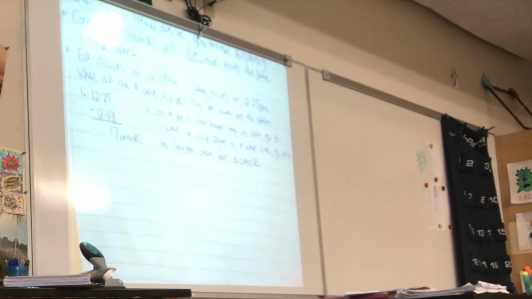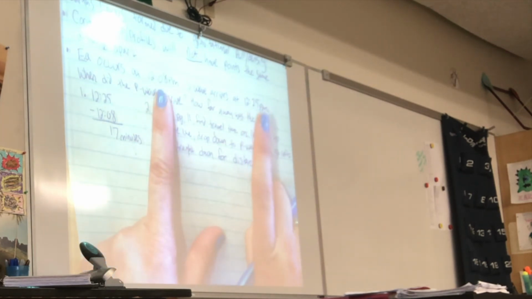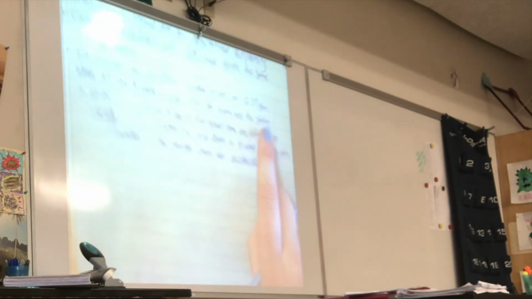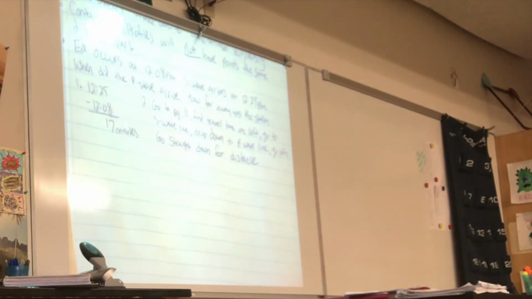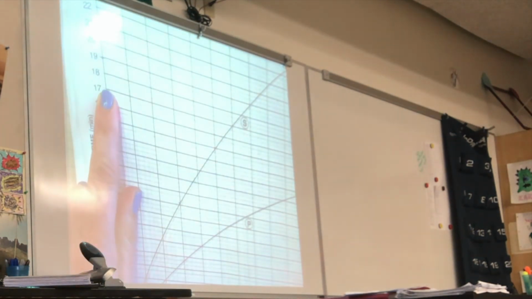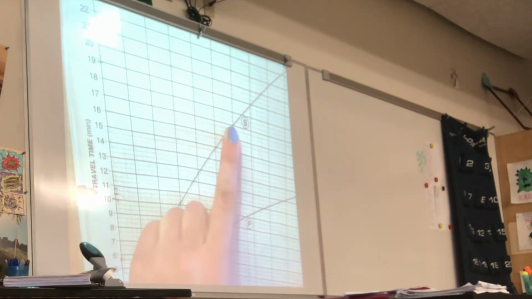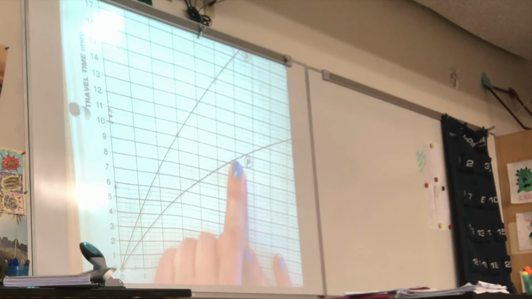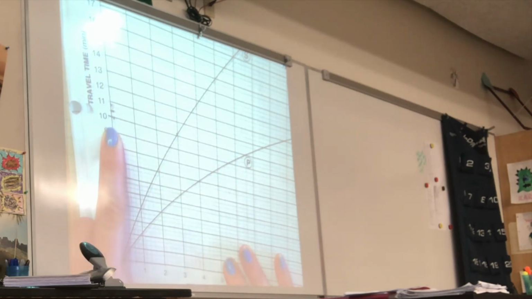Okay, so step one, since they're giving me clock time, I'm subtracting when the earthquake started from when the S wave arrives, because that'll tell me how long after the earthquake it took for the S wave to get to me. That's where I get the 17 minutes from. Then I go to page 11, I find 17 minutes, I go till I get to my S wave line. I drop down to my P wave line, and I go to the left, and it tells me that the P wave travel time was about 9 minutes and 25 seconds.